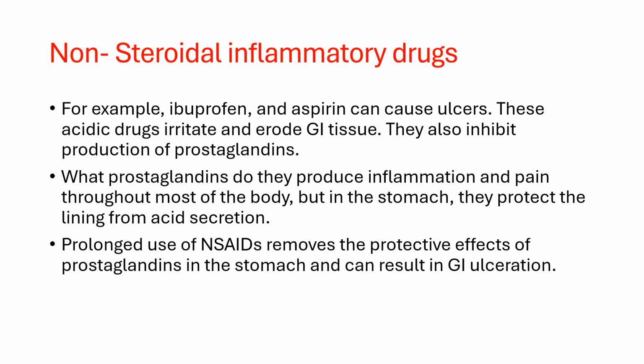So ibuprofen and aspirin will cause ulcers because they are acidic drugs, so they will irritate the GI tissue and inhibit the production of prostaglandins. In the whole body, prostaglandins produce inflammation and pain, but in the stomach they protect the stomach lining from acid secretion. When we use NSAIDs for a prolonged time, they remove the protective effects of prostaglandins in the stomach, which results in GI ulceration.